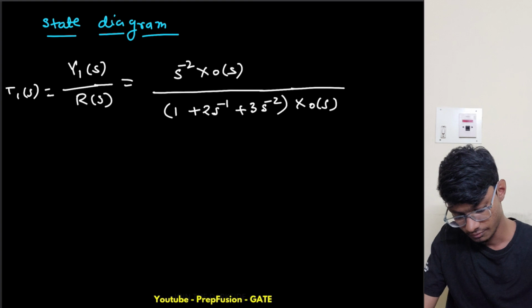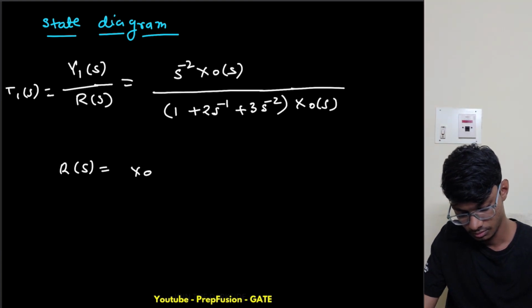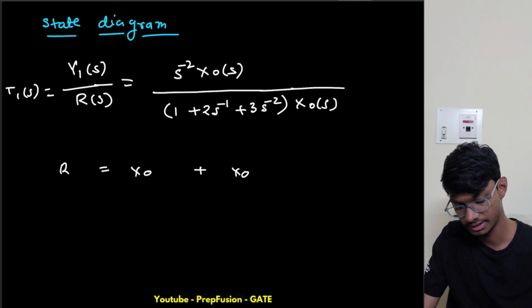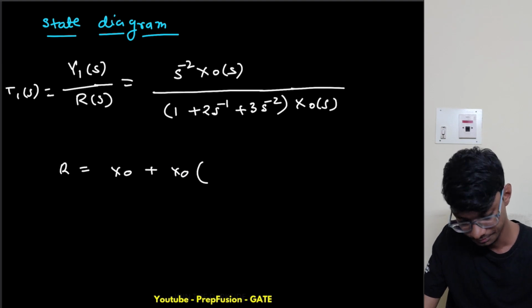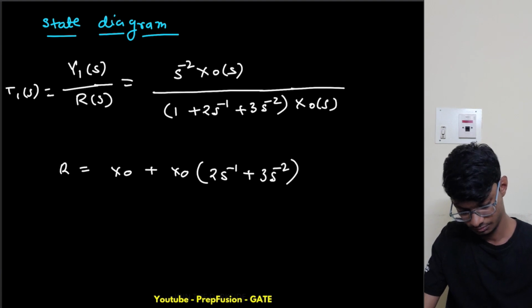So my r of s equals this, xo of s plus xo of s. Okay, I will not write the s again, so this may be a bit confusing. You understand that s is there, right? It is a function of frequency, that you understand, right? Else things will become very messy. So this is 2s inverse. I'm just expanding the denominator, right? 3s to the power minus 2.